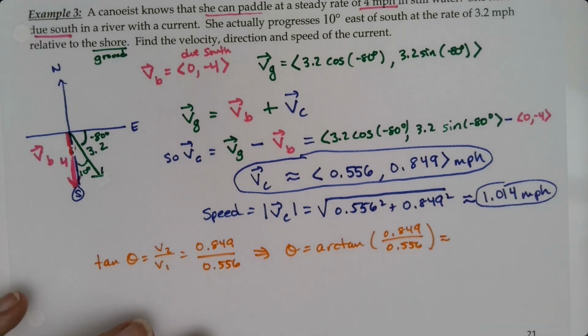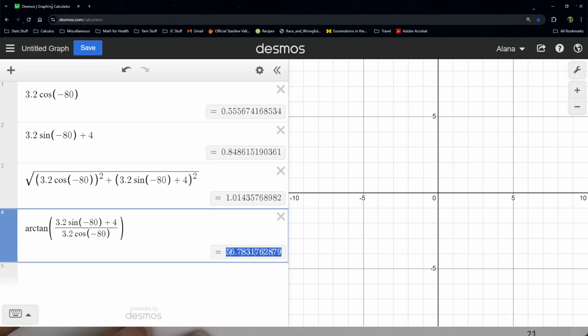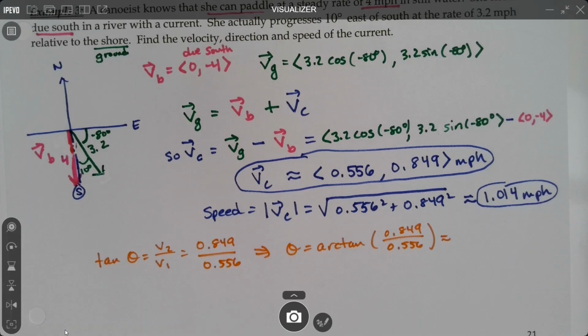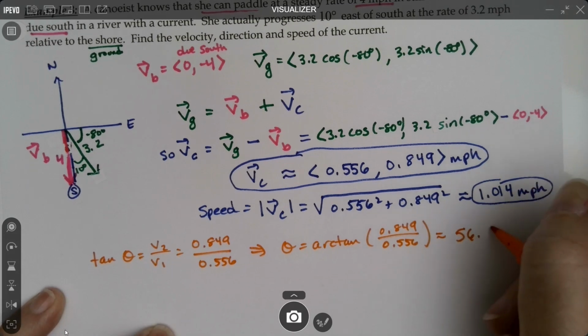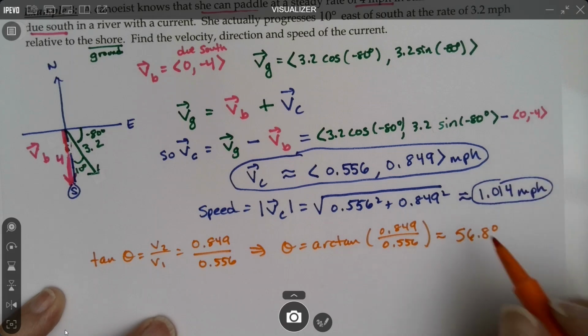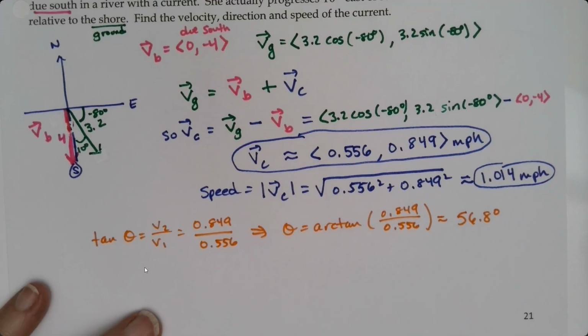I believe it was negative. Oh no, it was positive. Of course it's positive. Sorry, I was not thinking of that correctly, but yes, it's positive. Okay, so this is 56.8 degrees. Okay, so what's happening?